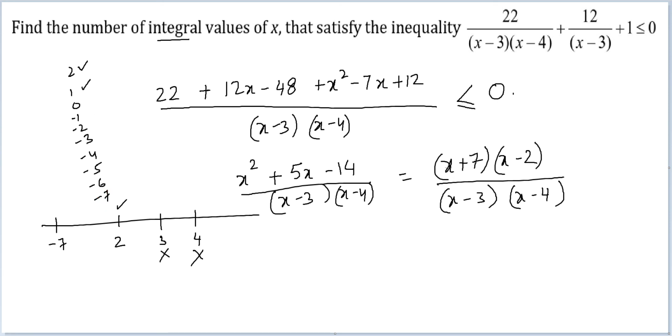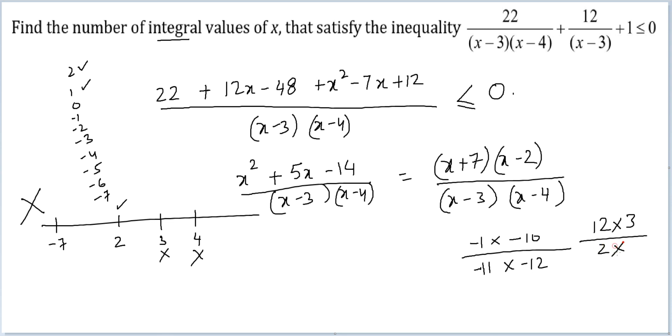What happens at minus 8? At minus 8, I will get minus 1, minus 10, whole thing by minus 8 I'm looking at, so it will be minus 11 into minus 12. So this entire thing will turn into positive, so I can't go in this range. Let's look at the range on the right hand side of 4, so 5. I will get 12 into 3 by 2 into 1. So this would also be positive, so this is also not acceptable.